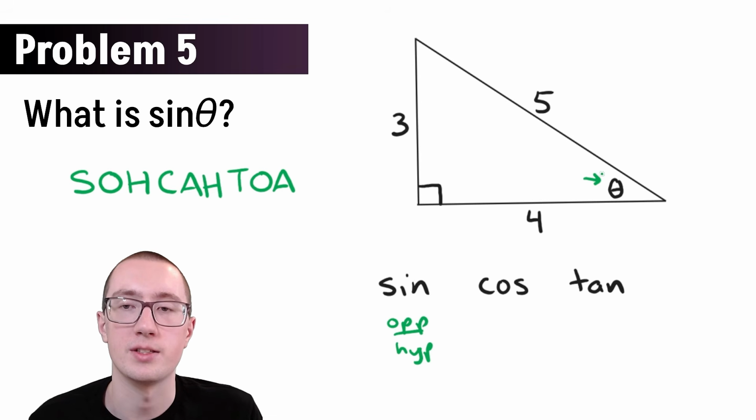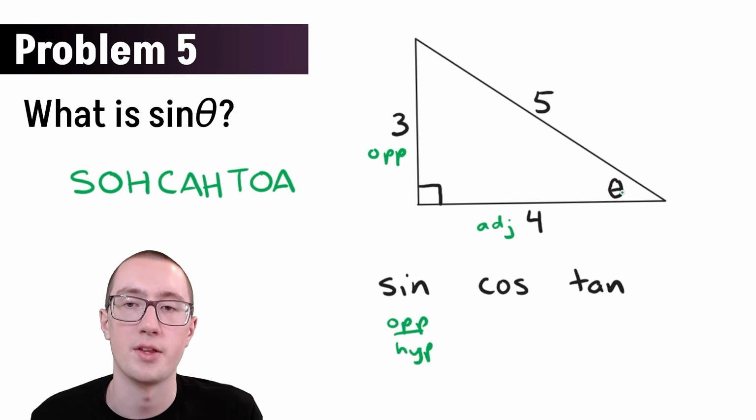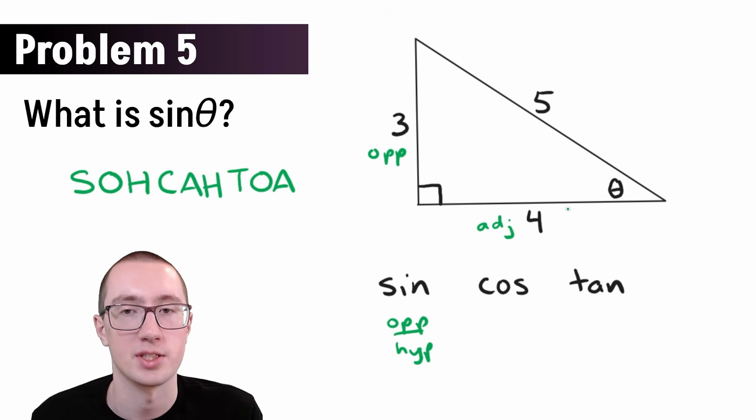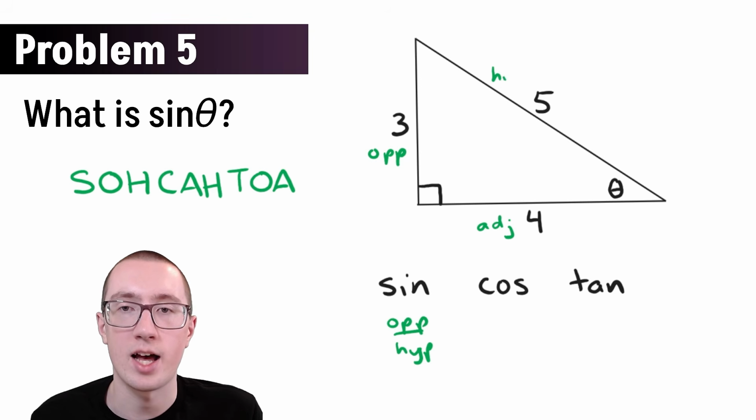So opposite is the side that's opposite of this angle. So here's the angle, and the side opposite it is 3. So 3 is our opposite. Then this side right here is actually called our adjacent side because it's the one that's right next to our angle. The angle's touching it. And then the longest side, the diagonal side, is always the hypotenuse.